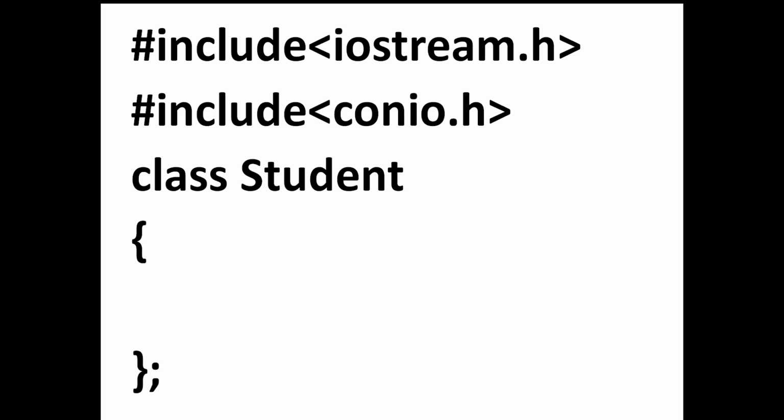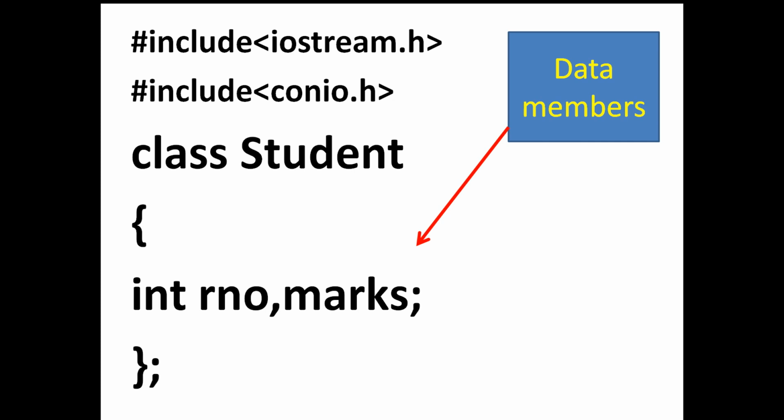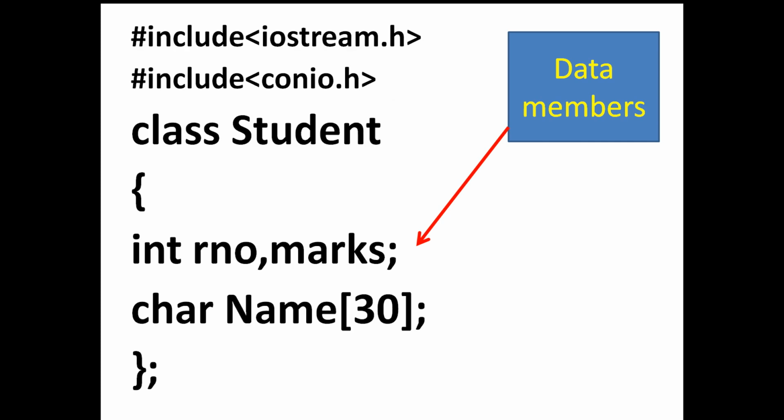Now we will create a student class starting with the class keyword, and within the set of curly brackets we will declare data members and member function. Always we have to end the class with a semicolon. We have to end the ending curly bracket of the class with a semicolon. So we are declaring roll number and marks, 2 data members. We have declared the name data member, which will contain a maximum of 30 characters.